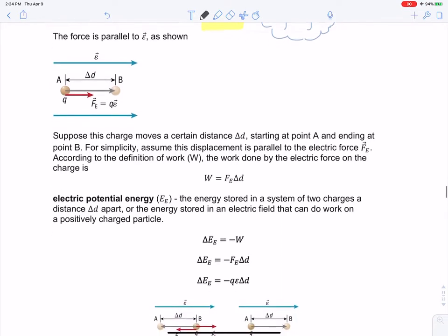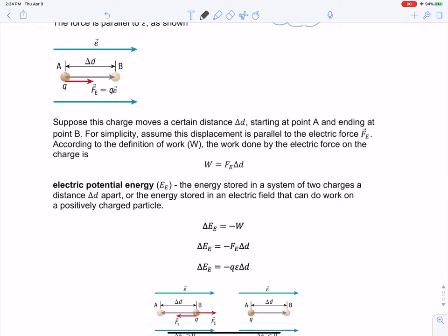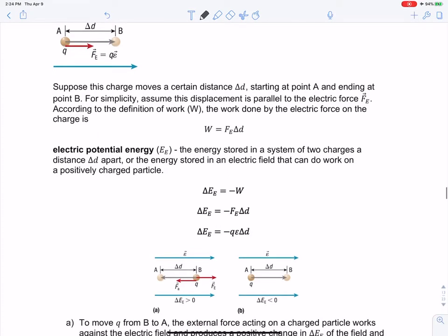Electric potential energy. This is the energy stored in a system of two charges a distance delta d apart, or the energy stored in an electric field that can do work on a positively charged particle. And again, I want you, in the back of your head, to understand this concept, compare it to that of gravitational fields, because there are so many analogies and it will actually help you understand this section. So we know that the change in energy is equal to the work done.